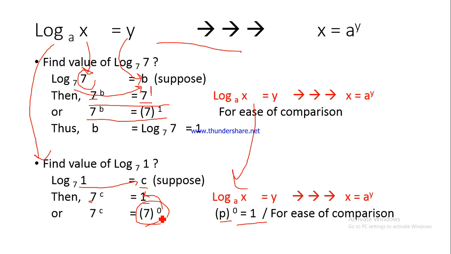Why am I writing this as 7 raised to the power 0? I could have written 6 raised to the power 0, that would also have been 1. 100 raised to the power 0 would also have been 1, but because I want to make a comparison, I am mentioning it in the form of 7. So 7 raised to the power c is equal to 7 raised to the power 0. Bases are the same, the total value is also the same, so c has got to be 0. So you will get the answer as 0. So log 7 base 1 will be 0.